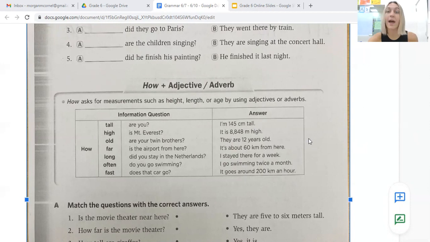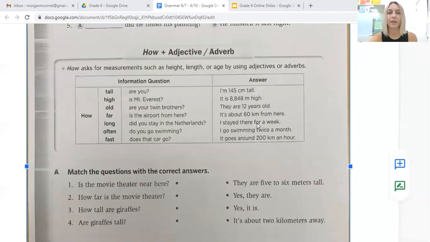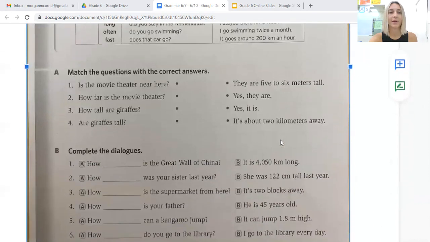Now, it's not wrong to not use the adjective or adverb in your answer, but it's just to make it a complete full sentence rather than just saying 145 centimeters. But there's nothing wrong with that when you're just talking with someone. All right, so now you're going to do some of that in the next part.